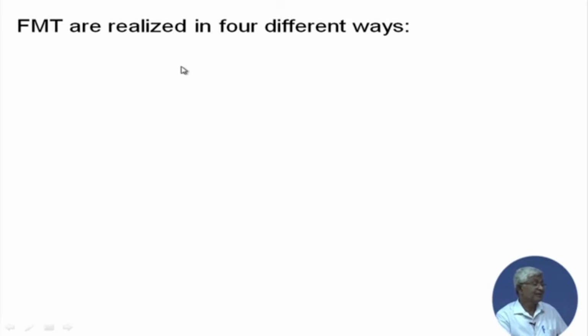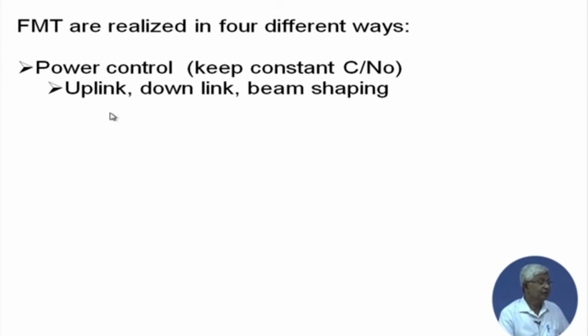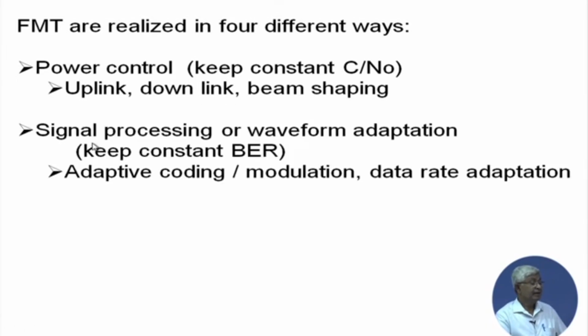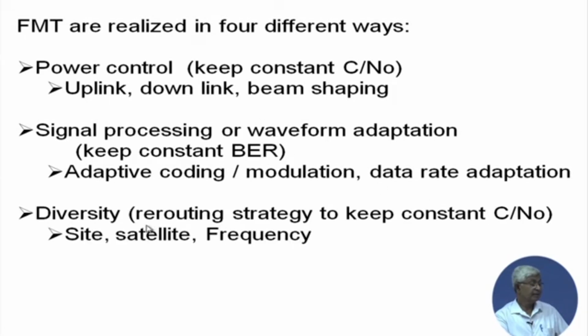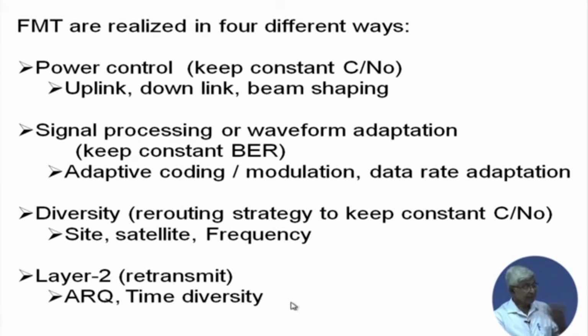So FMTs, that is fade mitigation techniques, are realized in 4 different ways: power control, uplink and downlink; beam shaping; and signal processing or waveform adaptation, which keeps the constant BER by changing the coding, modulation or data rate. We will discuss these things, as well as diversity, that is site diversity, satellite diversity and frequency diversity, and could be layer 2. These 4 different techniques we have briefly talked about earlier. So let us quickly go through the power control FMT.